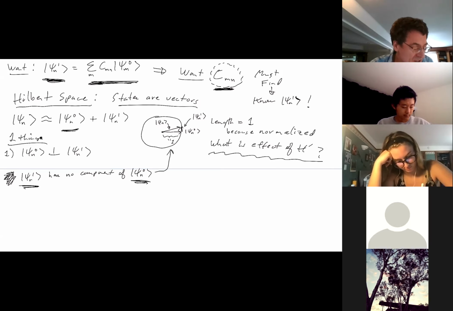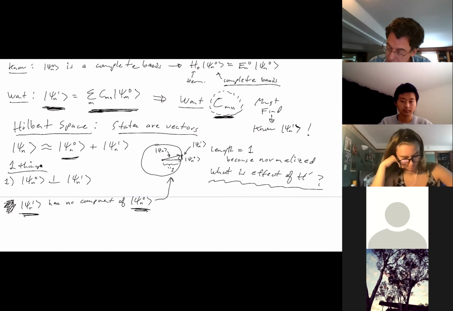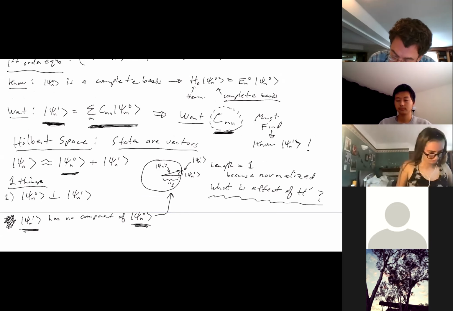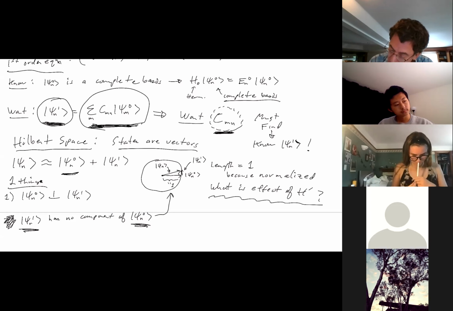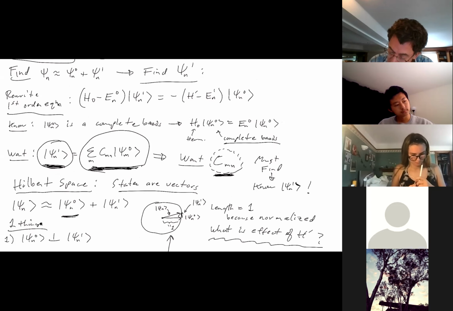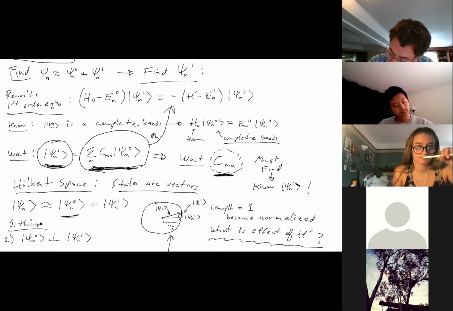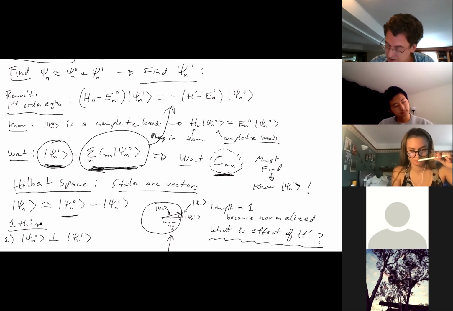Okay, so let's now continue with the math. Now that we've done this geometry, let's go back and remember that we've written psi n1, the first order correction, in terms of the unperturbed states. And so what I'm going to do is plug that into this first order correction. So plug in. Okay, I wrote that so terribly.